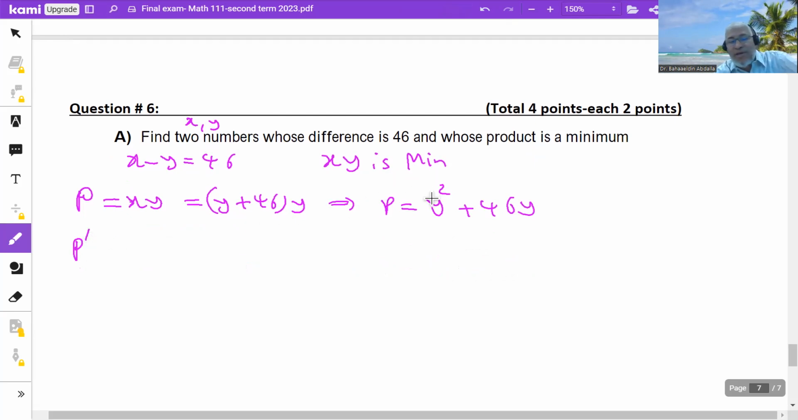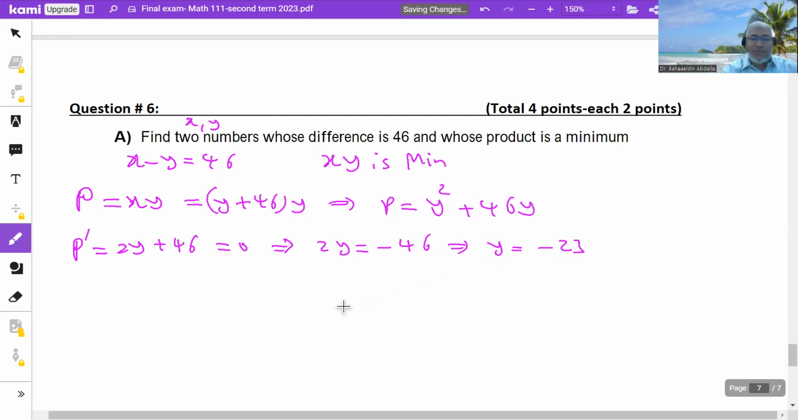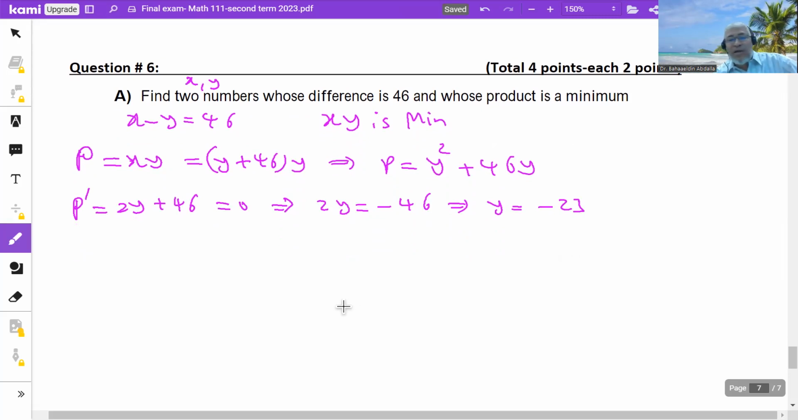So now we need to find the critical numbers. We find the derivative of P. The derivative of y squared is 2y, plus 46. To find the critical number, we put it equal to 0 and solve the equation. We take 46 to the other side, and then y would be negative 46 over 2, that's negative 23. So the product should be minimum. We should have a local minimum at negative 23.